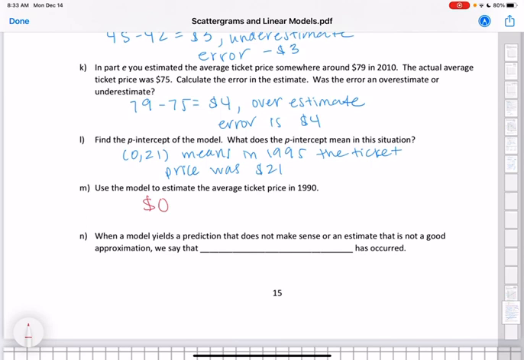So that leads us to the next question, which says, when a model yields a prediction that does not make sense or an estimate that is not a good approximation, we say that blank has occurred. Remember, we're talking about these linear models. So when something just doesn't make sense at all, we write model breakdown. So in general, it's a good model. However, at this point, we had model breakdown has occurred.